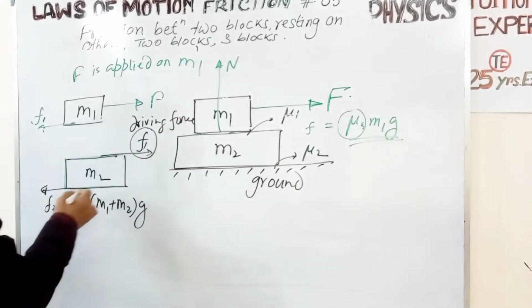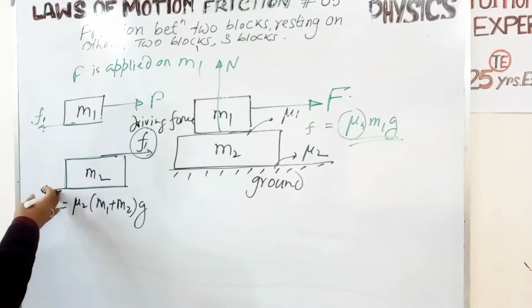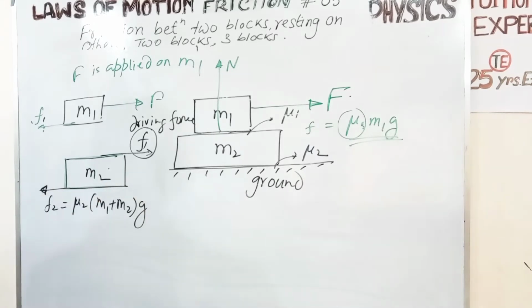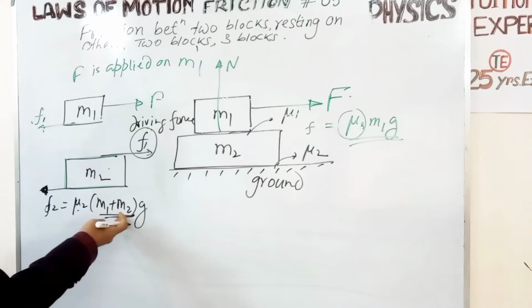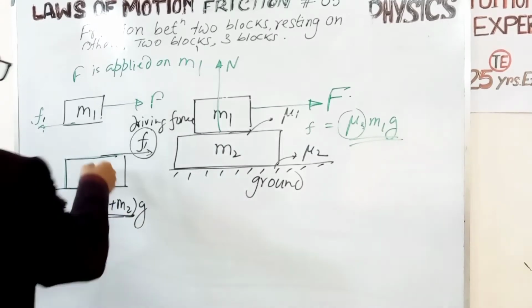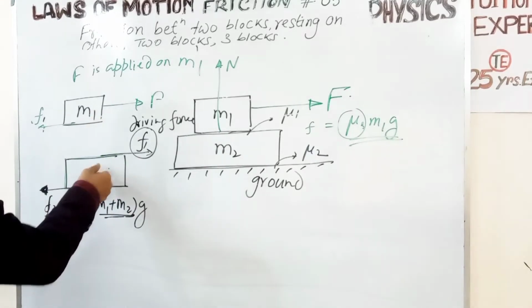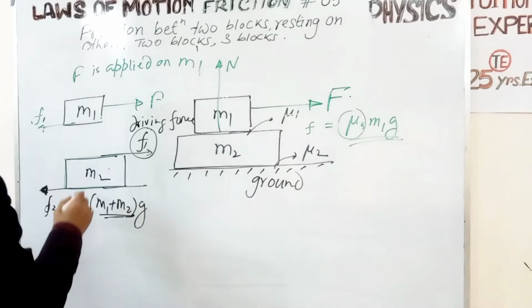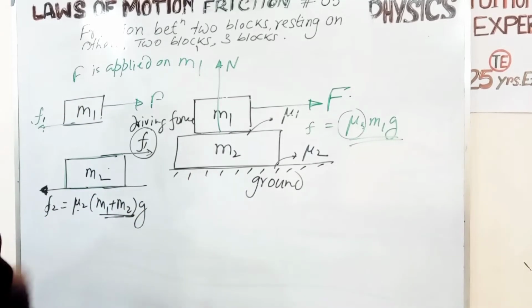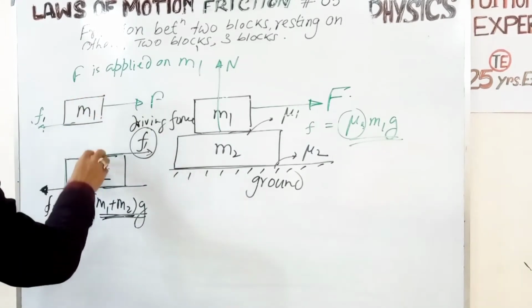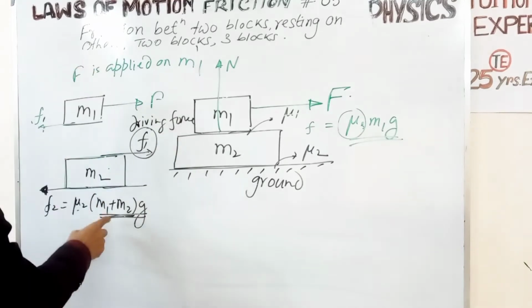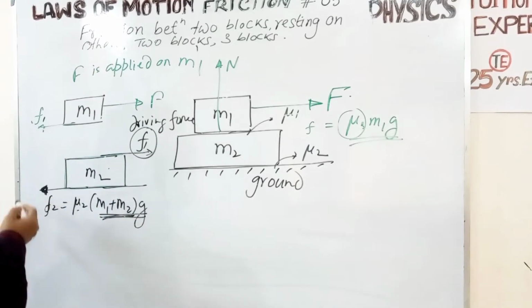So for this driving force, now the friction on the ground opposes the motion of the block m2. So friction here equals mu2 into the normal reaction. Now what is the normal reaction here? Here m1 is placed on m2, so on the ground the total weight of the blocks acts. That's why the normal reaction equals (m1 plus m2)g, because m1 is placed on m2. So the total normal reaction equals this, and the friction force acts in this direction.